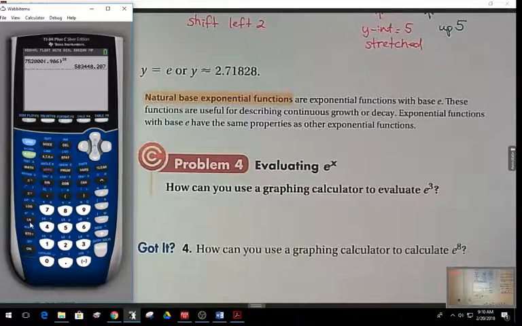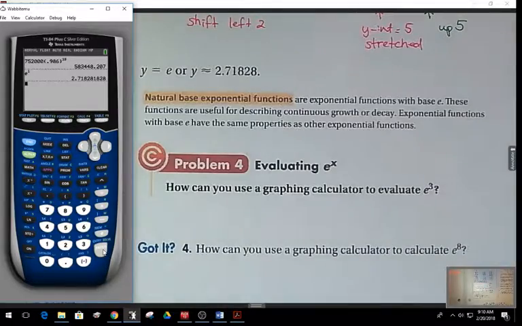It's right above that LN button where it says e to the x. So if you do second and press that, and just do to the first power, press enter, there's the approximate decimal. It never ends there. It doesn't continue to repeat necessarily in the same pattern, but that's what e is equal to.